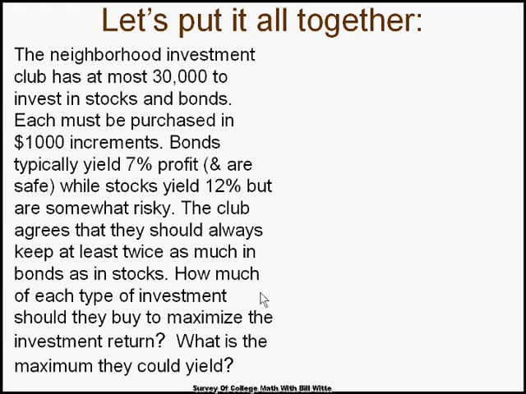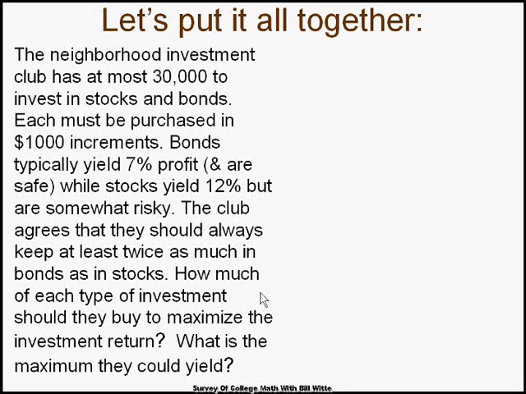Okay? Let's see. This is an investment club we're talking about. The Neighborhood Investment Club has at most $30,000 to invest in stocks and bonds. Each of these two things, stocks or bonds, must be purchased in $1,000 increments. Now, the bonds typically yield 7% profit. They're very safe. While stocks yield more, they yield 12%, but they're somewhat risky. You want a little bit of both. You want to make a lot of money, but you want a reasonable amount of risk.